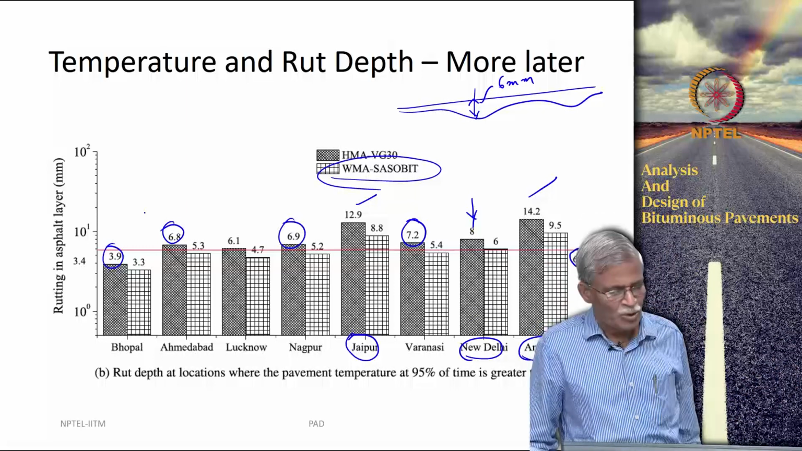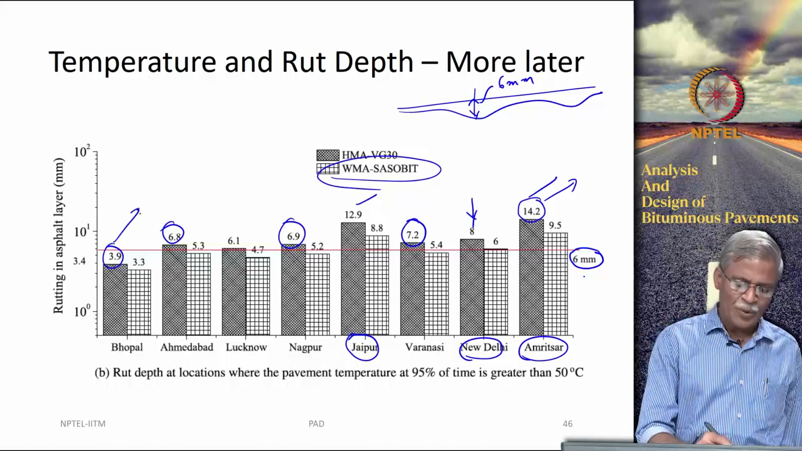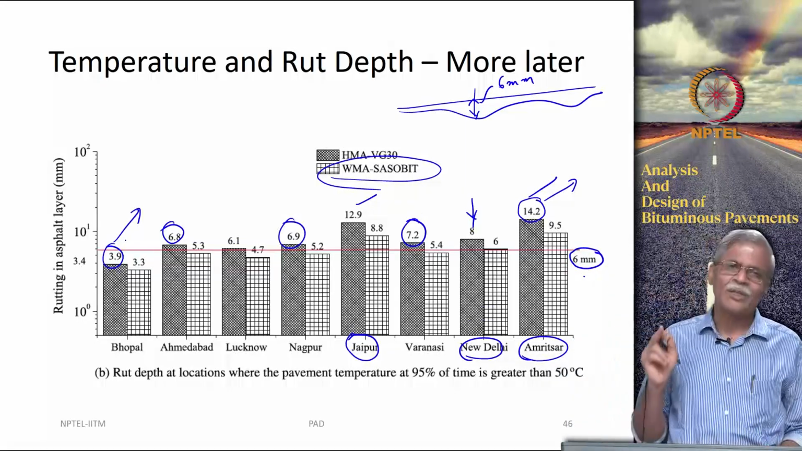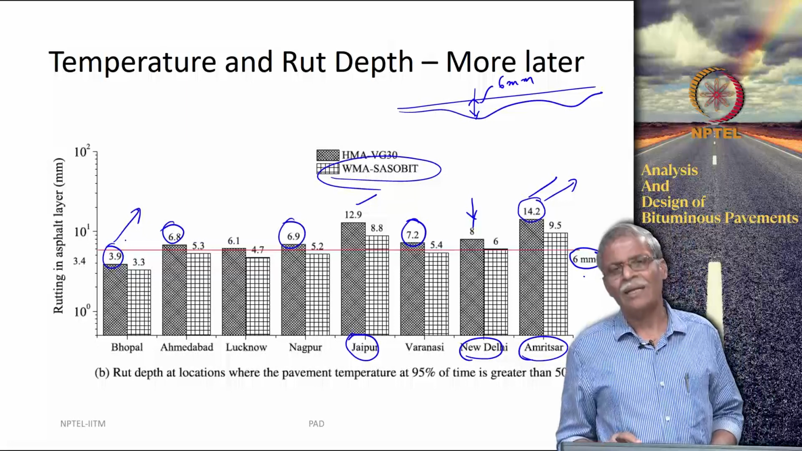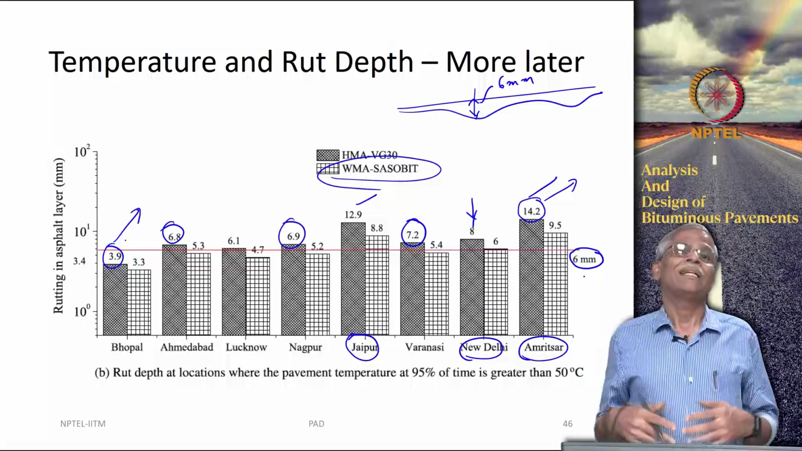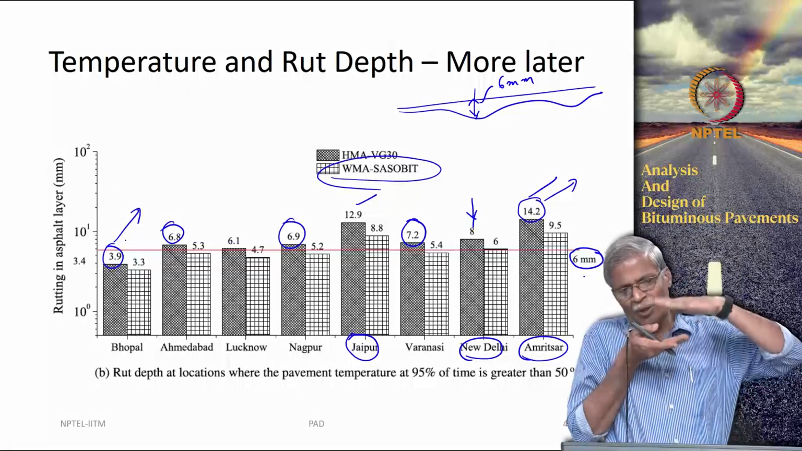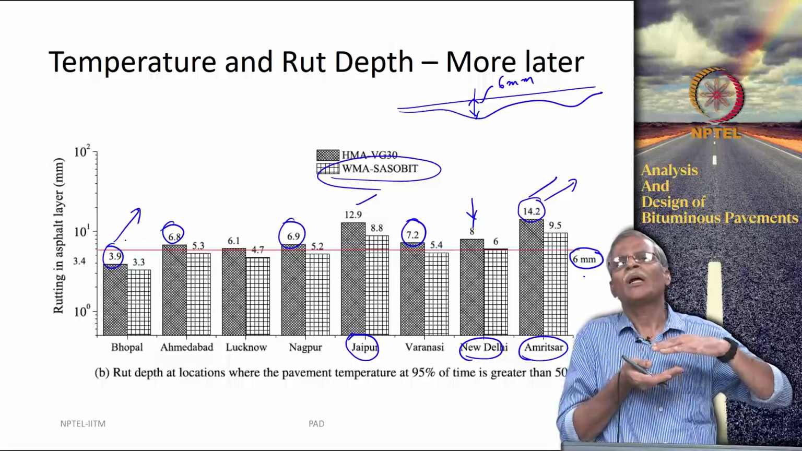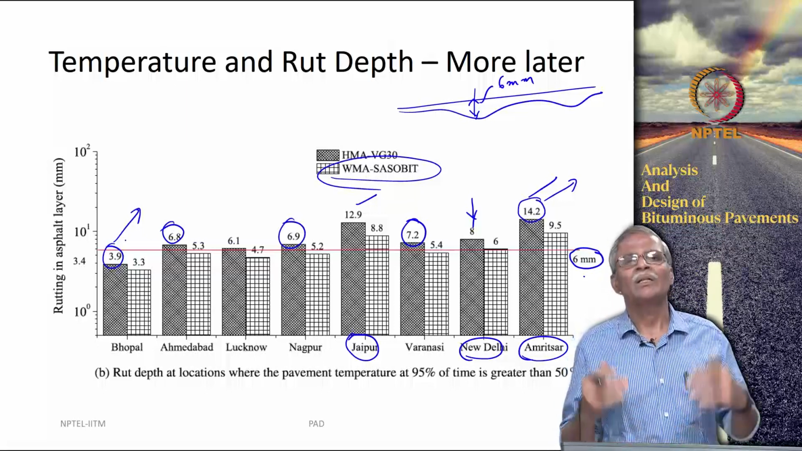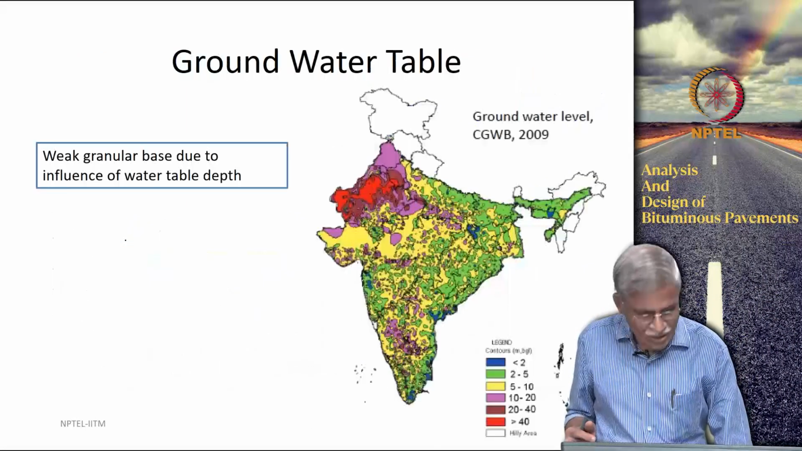Now, the point that I really want to make is the following: let us say you take 14.2 mm and 3.9 mm, and let us assume that the traffic that you see in Amritsar and the traffic that you see in Bhopal are identical. Can you provide the same cross section? You will immediately say no, because the rutting in Amritsar seems to be high. So, I should be providing a bituminous layer having more thickness, or I should be providing a bituminous layer with a better material, a stiffer material, so that the rutting can be considerably reduced. So, that is the whole point of this exercise.